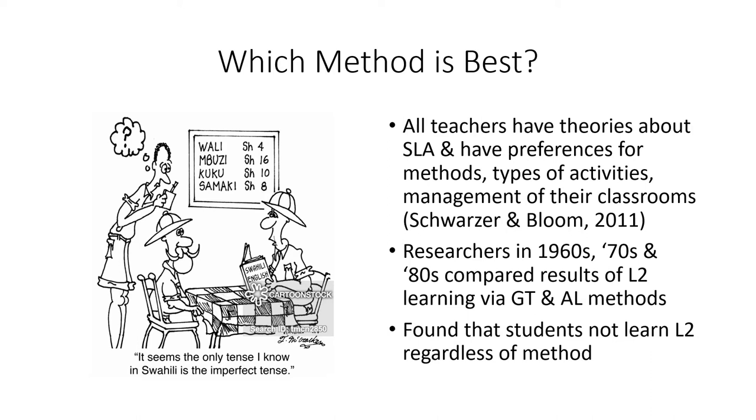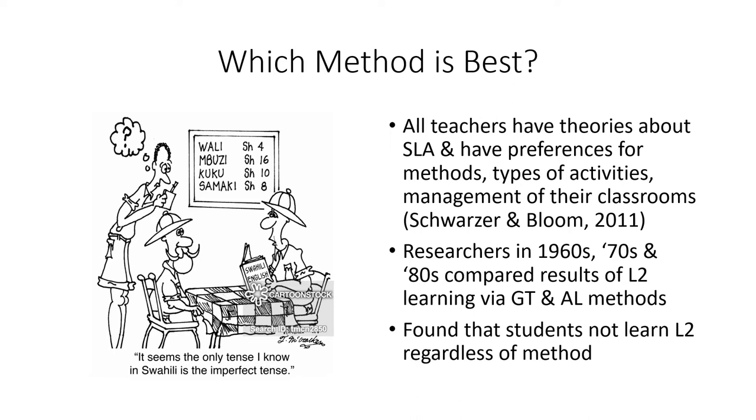About the same time that this was all happening with Carroll and Chastain's work on the cognitive code method, the researchers began looking at the question of which method is the best method for teaching a language. And it's worth noting that all teachers have their own particular preferences. They have their own theories for how language acquisition happens. They have their own preference of methodology, types of activities that they use, how they run their classrooms. This is something that is still very much present today, as evidenced by the research of Schwarzer and Bloom. Every teacher just has their own way of thinking about it.